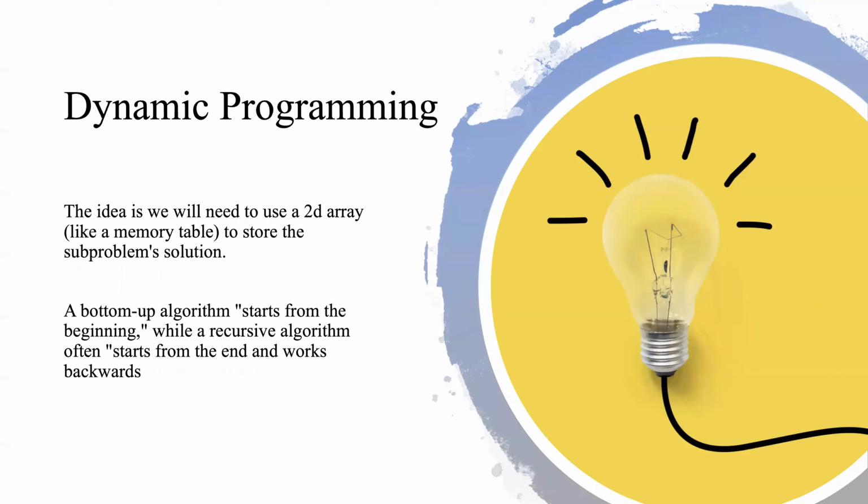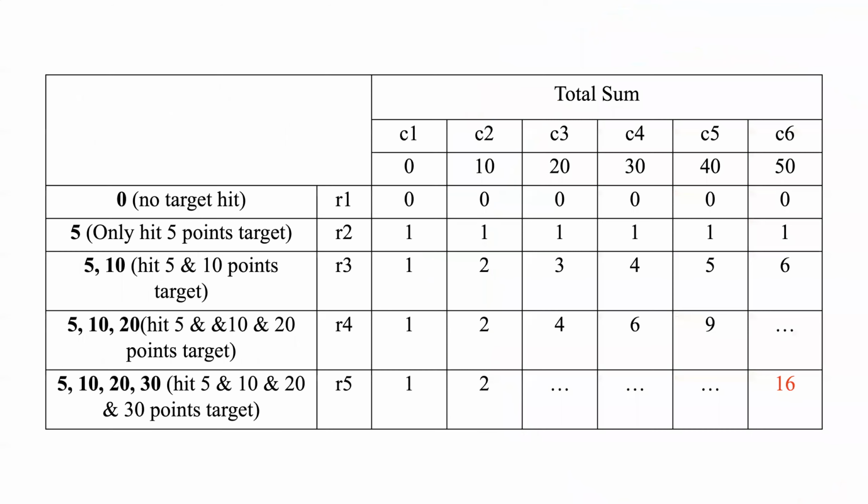Therefore, the basic idea is we will use a 2D array like a memory table to store the subproblem solution. In this problem, we will use a bottom-up algorithm, which means it will start from the beginning, while a recursive algorithm often starts from the end and works backwards. Here is the memory table.